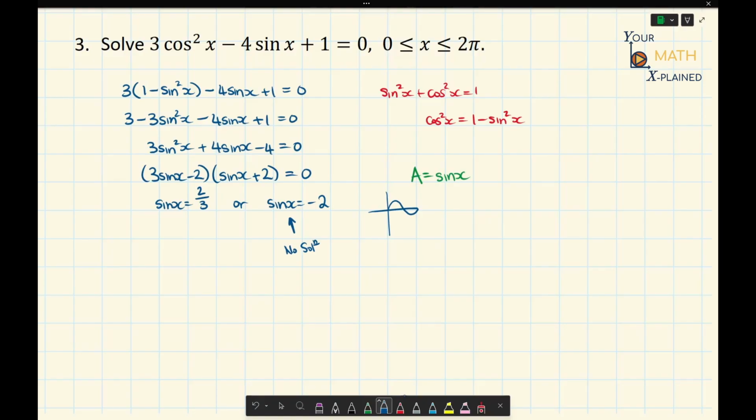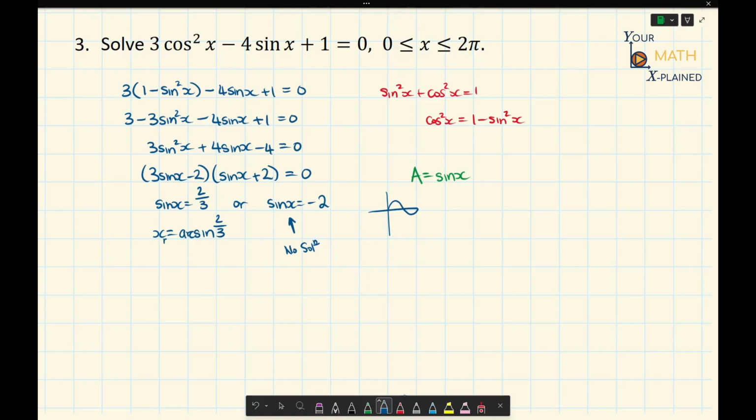Now our other equation, sine x is equal to 2 over 3, is not a special triangle. So instead of putting it into a calculator, we're just going to leave it in exact form. So we're going to take arc sine of both sides, which means we get x is equal to arc sine of 2 over 3. In fact, that would be our reference angle.